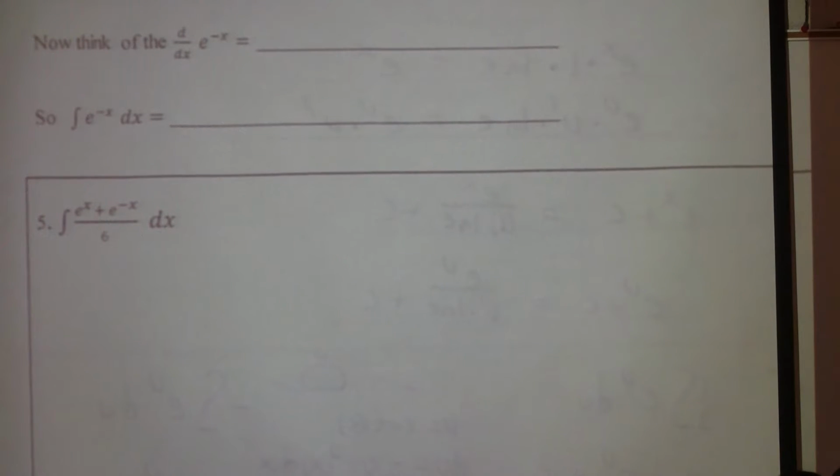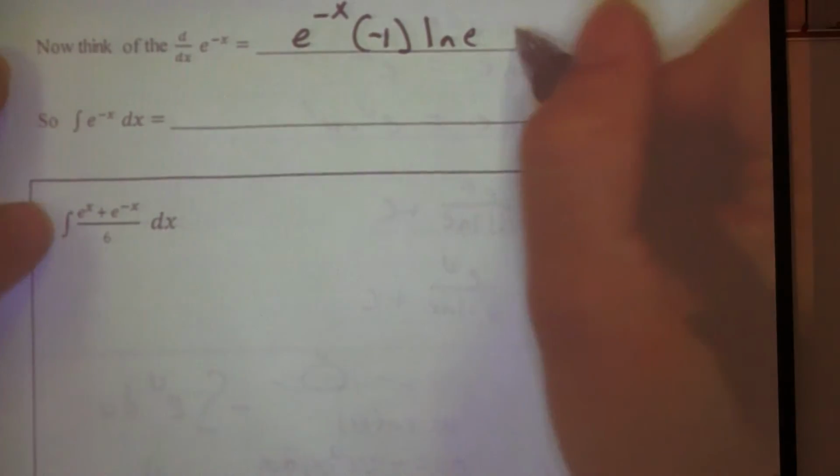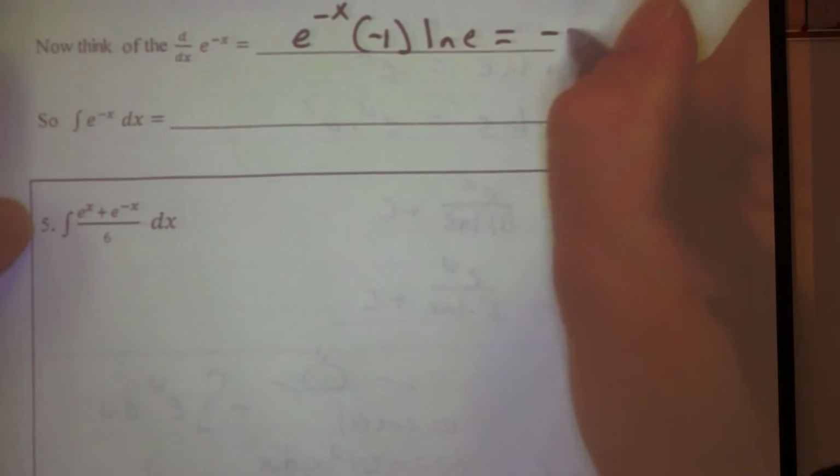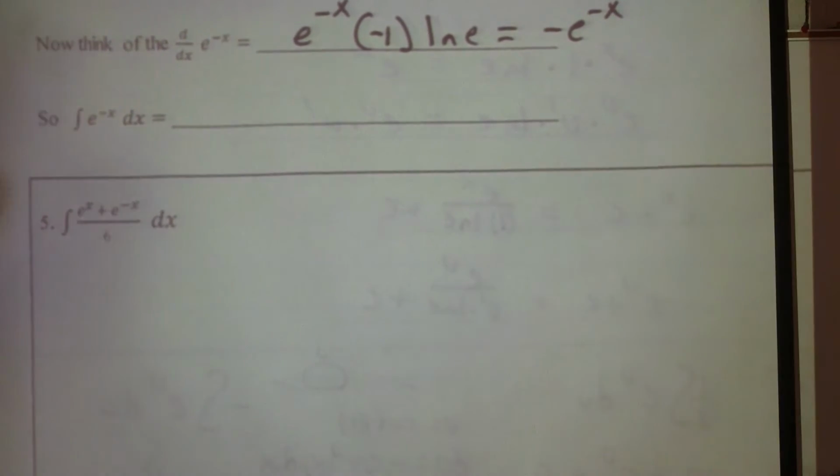Alright, so let's think of this one. What is the derivative of e to the negative x? Because that's another common problem that they put on the AP test. E to the negative x times what? Negative 1 times ln of e, which ultimately is just negative e to the negative x. Yes?